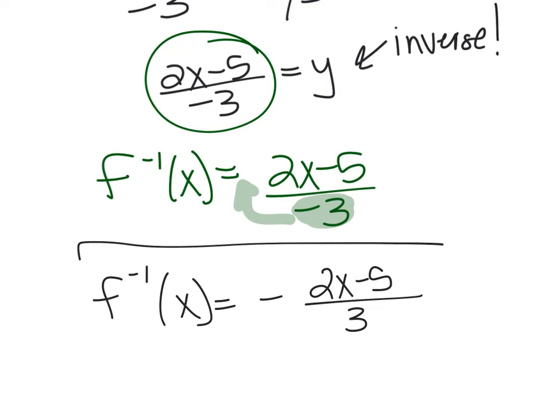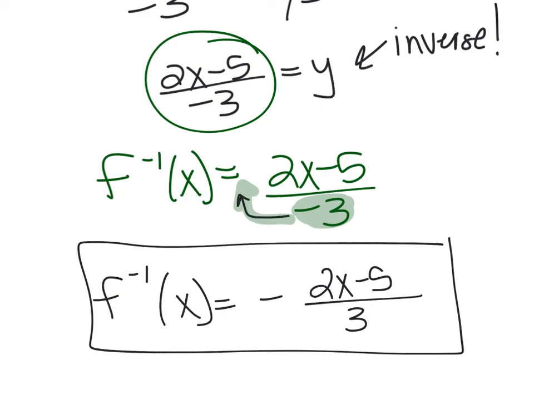You may see this in an answer key or in books more often, because when you have that negative in the denominator, it's a little bit more proper just to write it out in front. Let's do another example here.